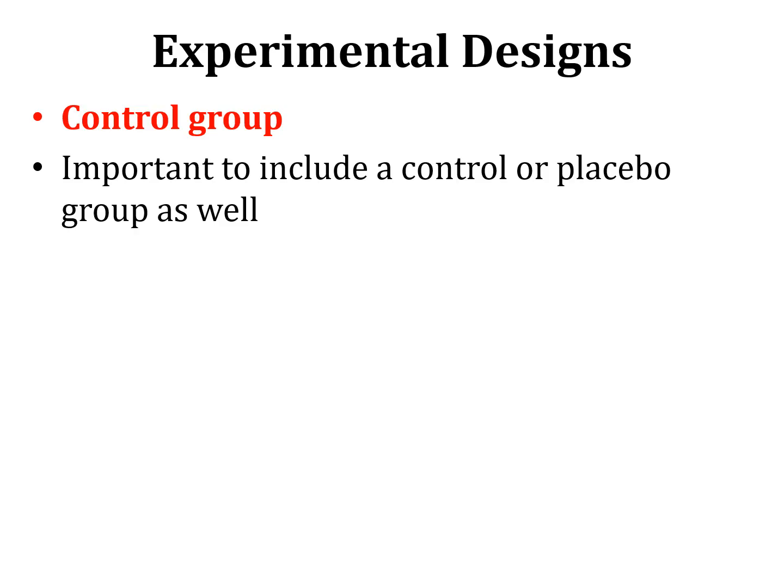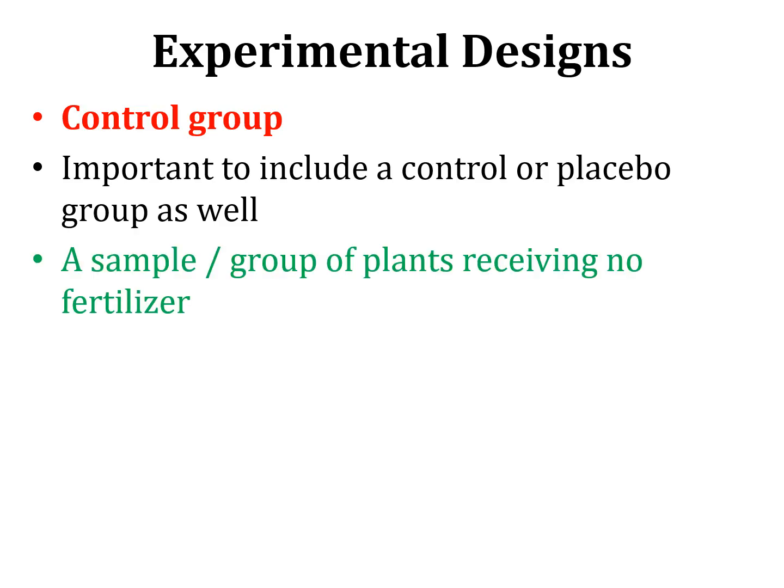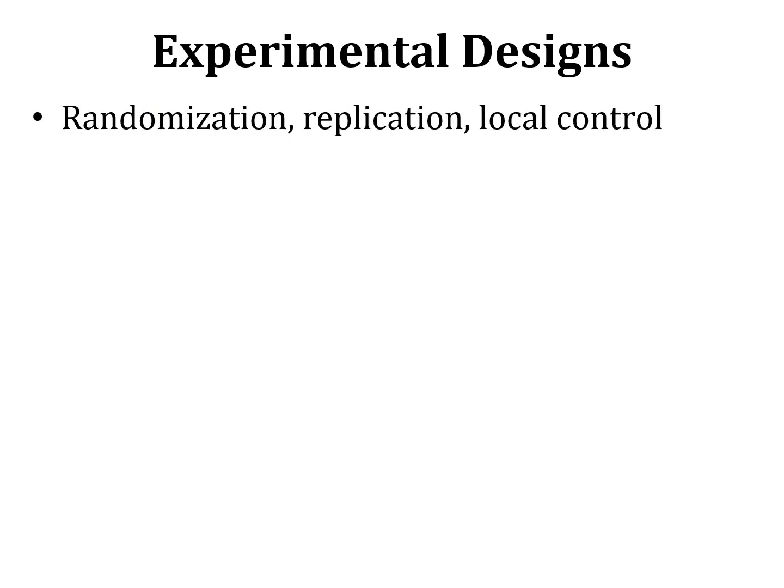Another concept in local control is to have a control group. It is important to include a control or a placebo group as well. This is a group of sample units that receive no treatment at all, for example a group of plants receiving no fertilizer, just grown in simple soil. This is your control group, and it also reduces the chances of experimental error.